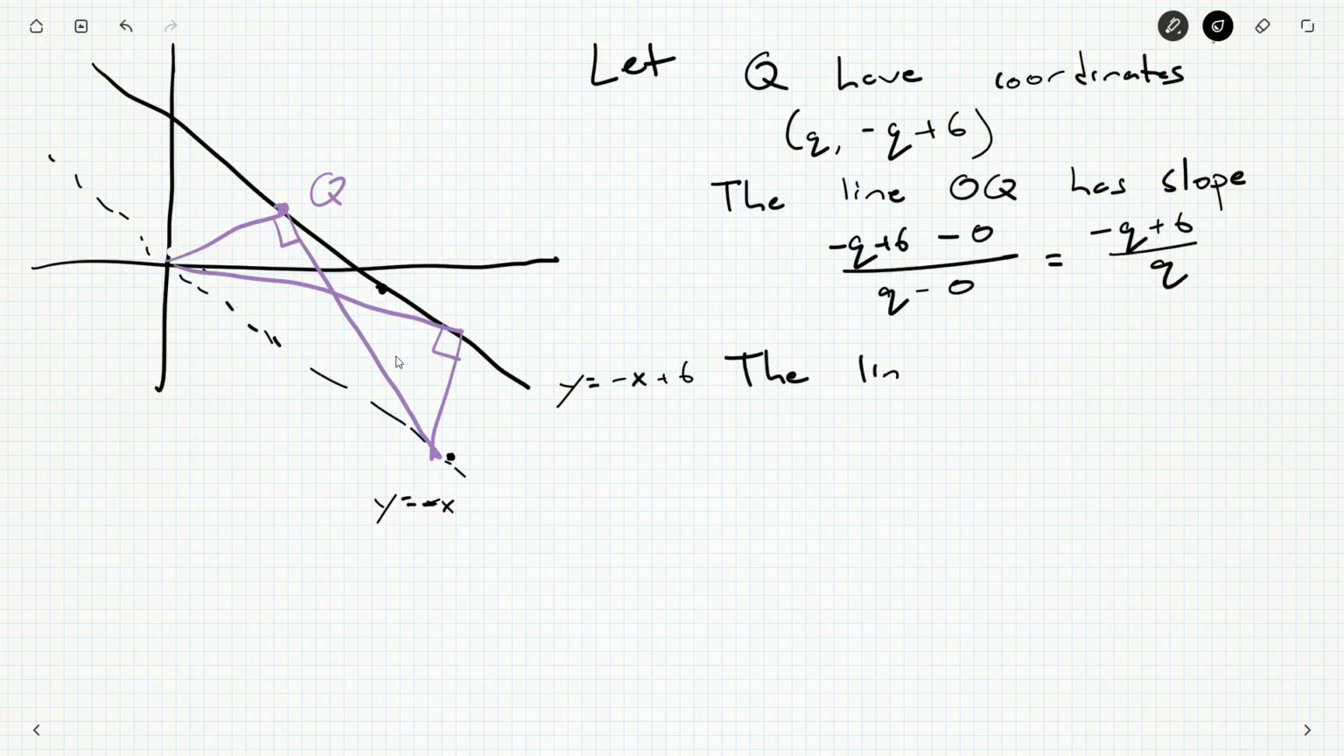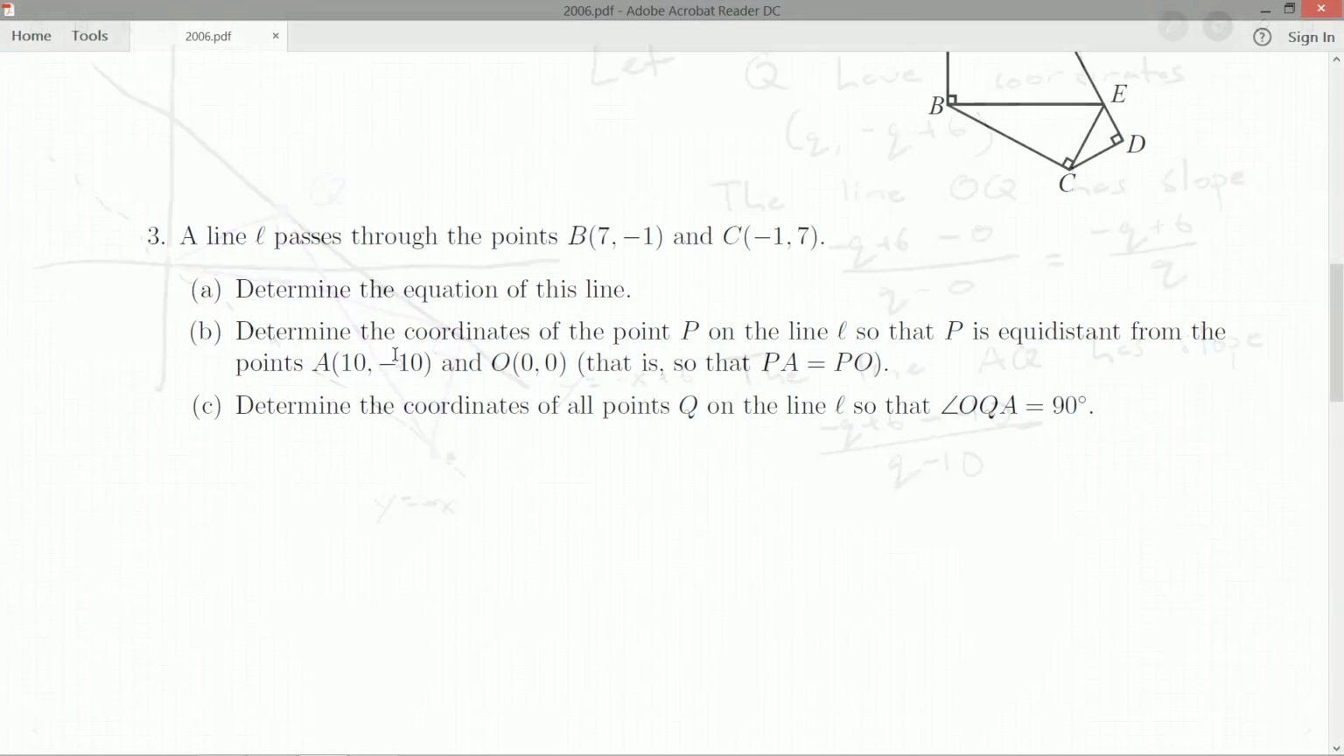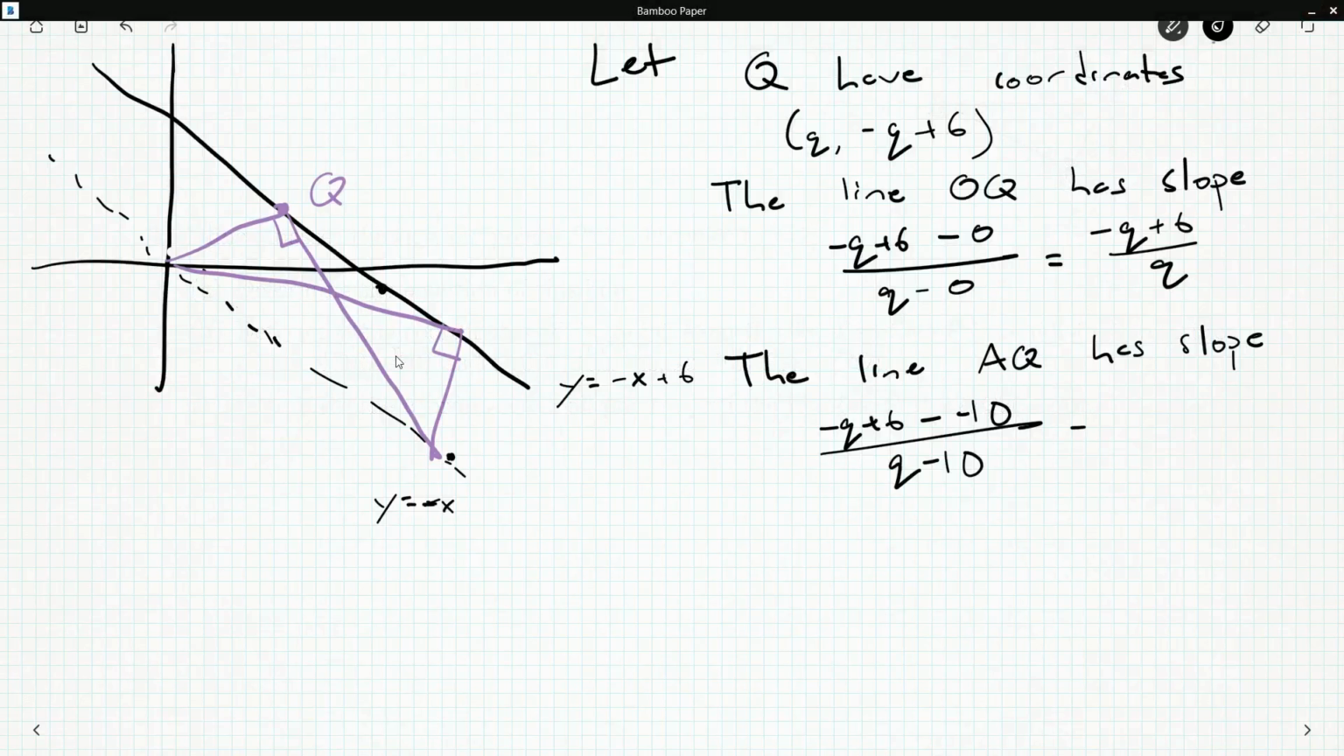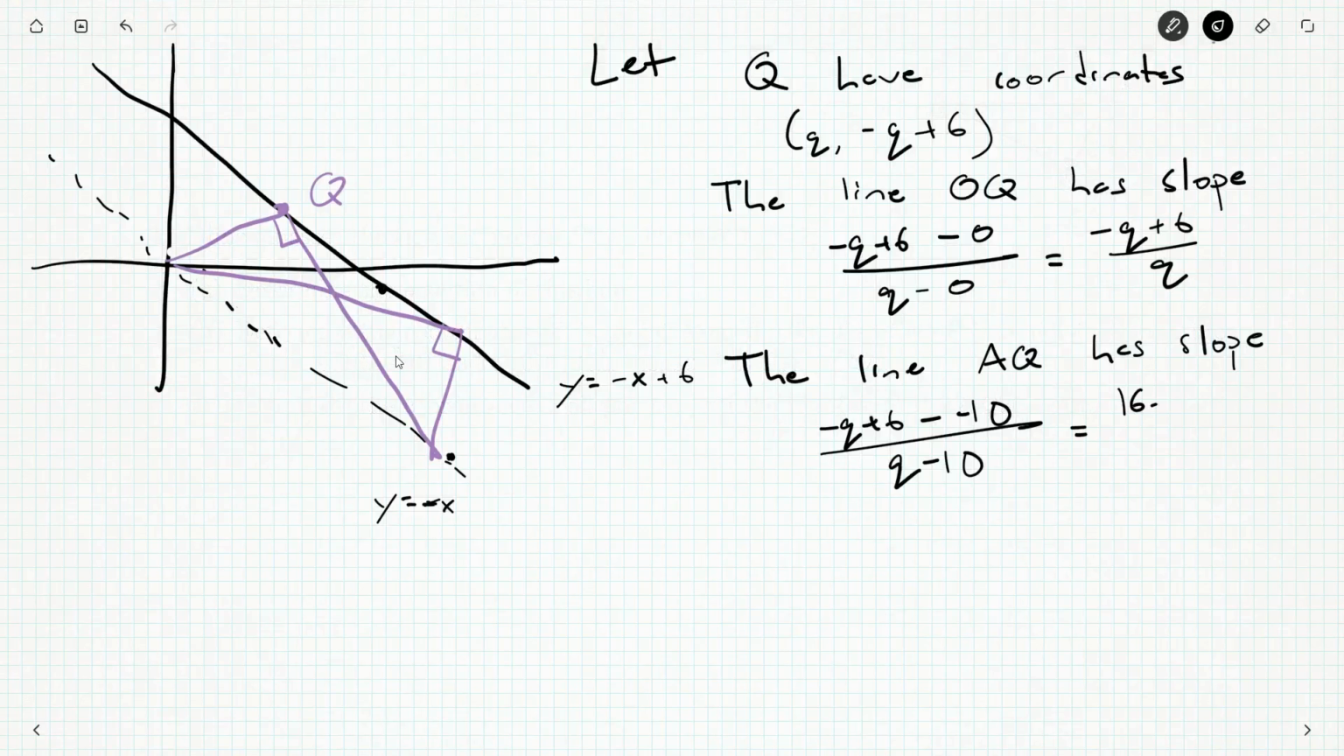The line AQ has slope rise, minus negative 10, over run. And once again, I'm going to make sure I copied A properly. Yeah, negative 10 and 10. So that's going to be 16 minus Q over Q minus 10.